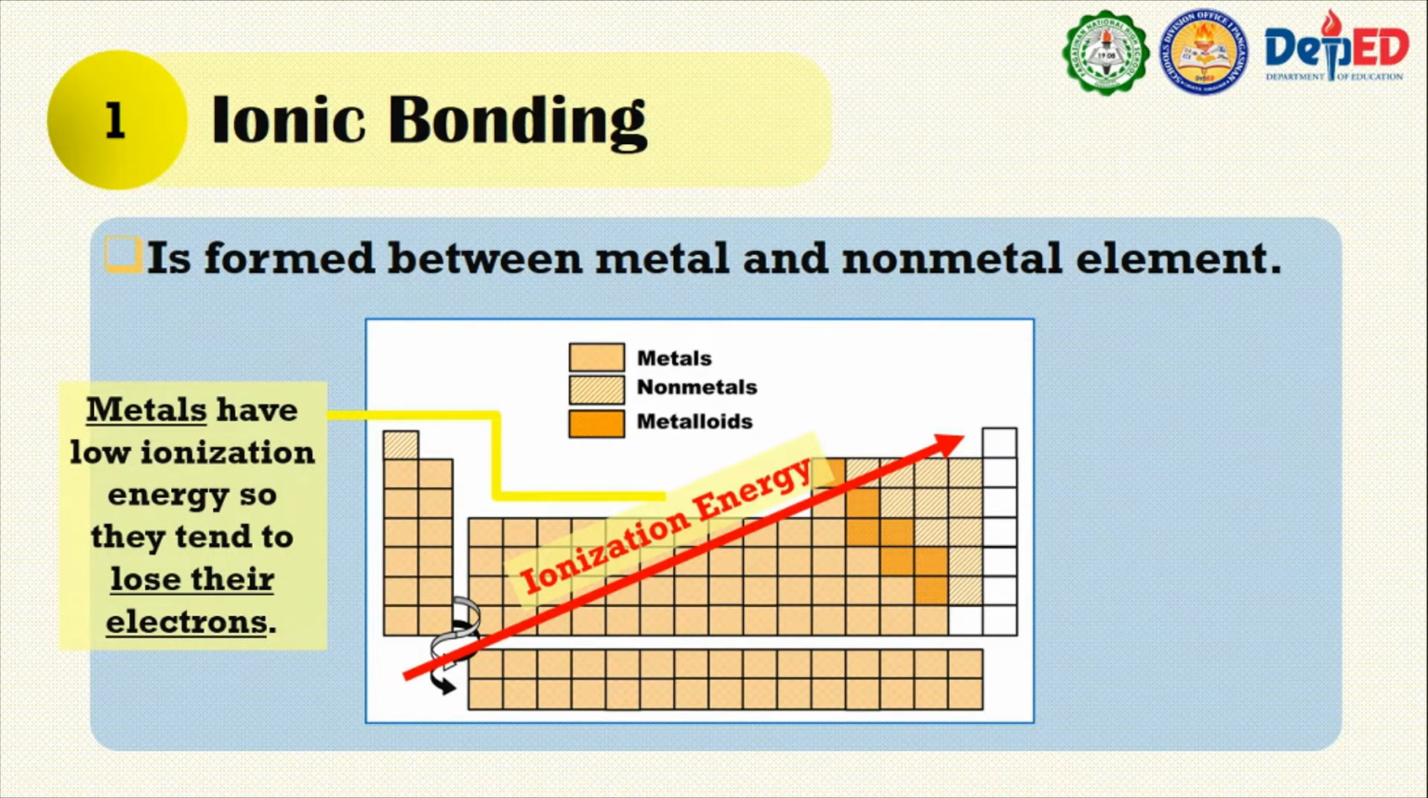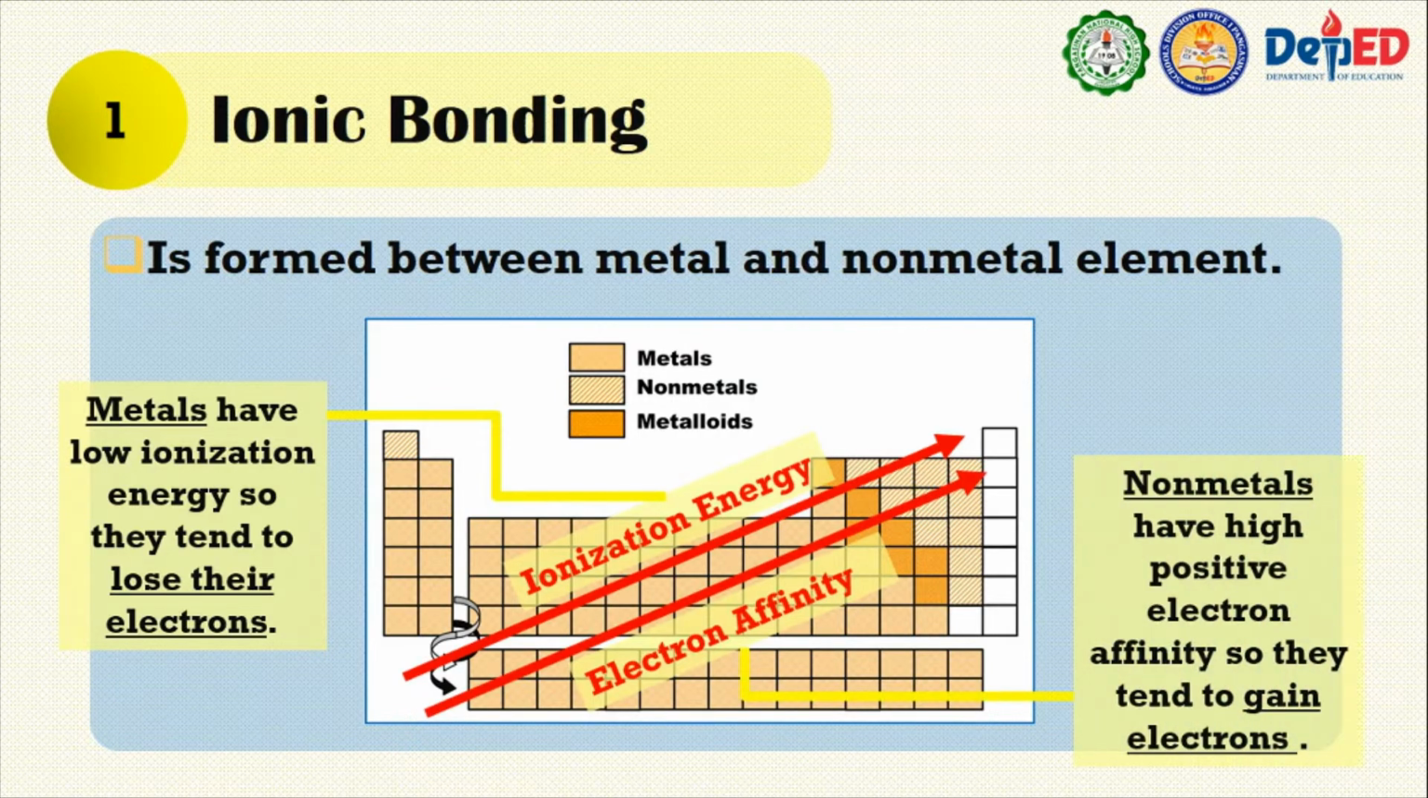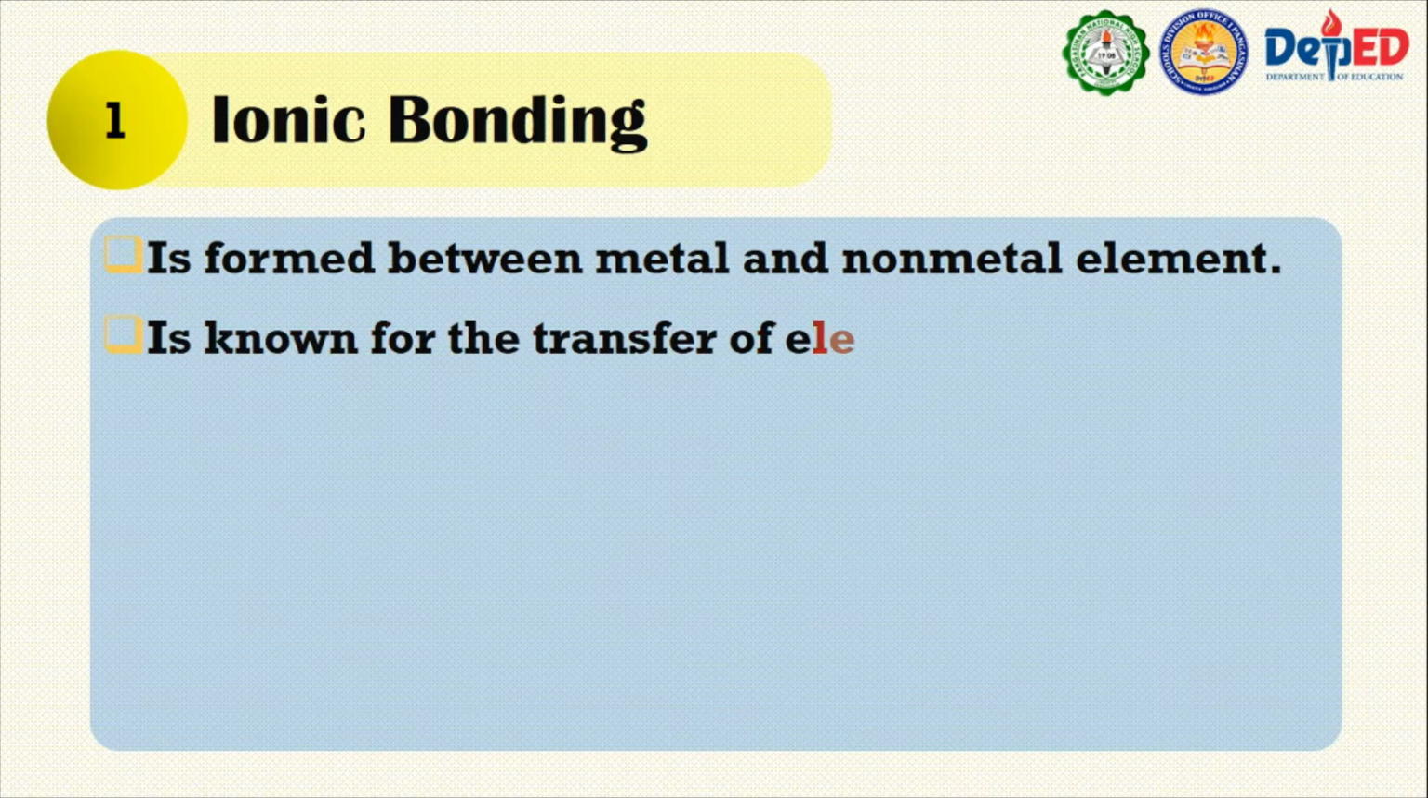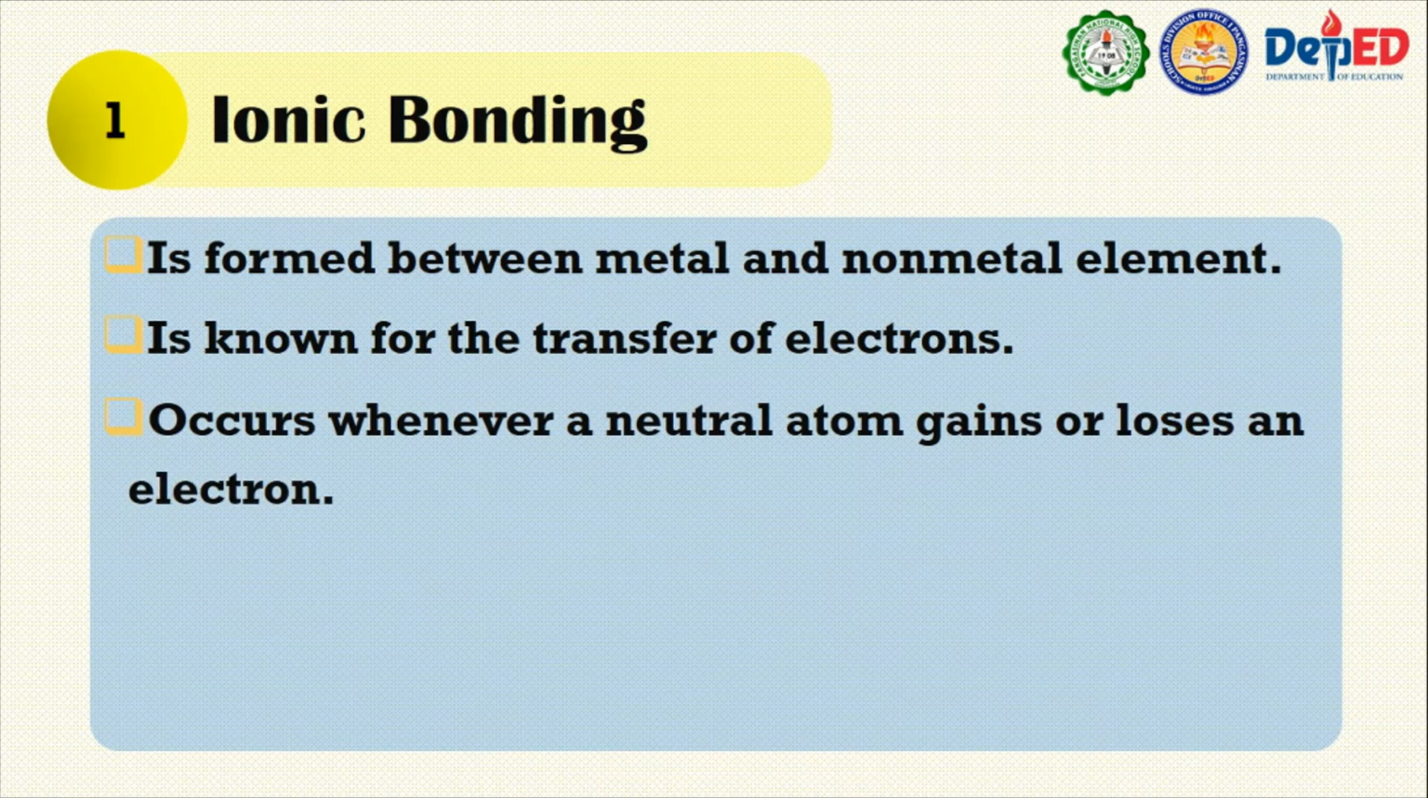Metals have low ionization energy, so they tend to lose their electrons. While non-metals have high positive electron affinity, so they tend to gain electrons. In that sense of gaining and losing electrons, ionic bonding is known for the transfer of electrons. Meaning, ionic bonding occurs whenever a neutral atom gains or loses an electron.